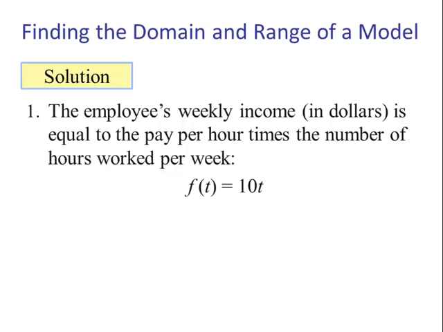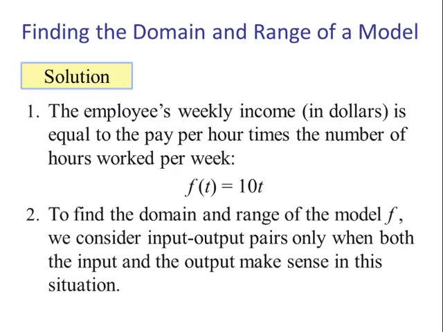Solution: the employee's weekly income measured in dollars is equal to the pay per hour times the number of hours worked per week. So f of t equals 10 times t. Number 2, to find the domain and range of model f, we consider the input-output pairs only when both the input and the output make sense in the situation.